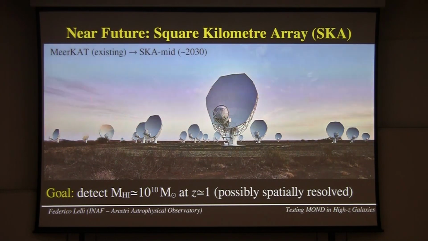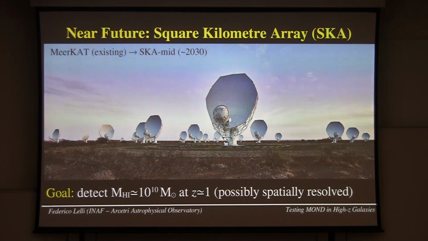This is actually an image of MeerKAT, which is an existing telescope in South Africa, already operating and providing beautiful data. And MeerKAT will be expanded and will eventually become SKA-MID by the 2030s. So we will have a new wonderful machine to get very deep HI observations and also push back in redshift. Actually, one of the goals of the SKA is to detect an HI mass of 10 to the 10 solar masses at redshift 1, possibly spatially resolved. It's not clear yet whether we can reach that goal.